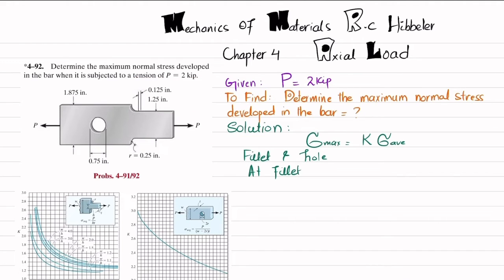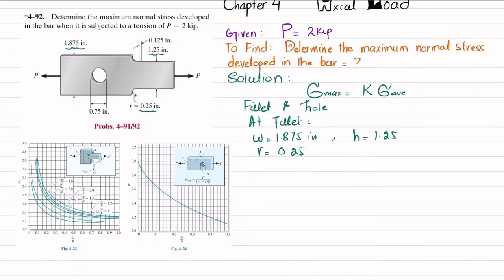So before that, we have to write some values, like you can see in this figure. This is W, this is H, this is the radius of fillet, and this is 2R, which is diameter of hole, thickness T, and this is W. So what is W? So W is equal to, based on this, 1.875 inch. What is H? So H is 1.25. What is R, radius of fillet, which is 0.25. Clear? And from this we will find R by H and W by H value.